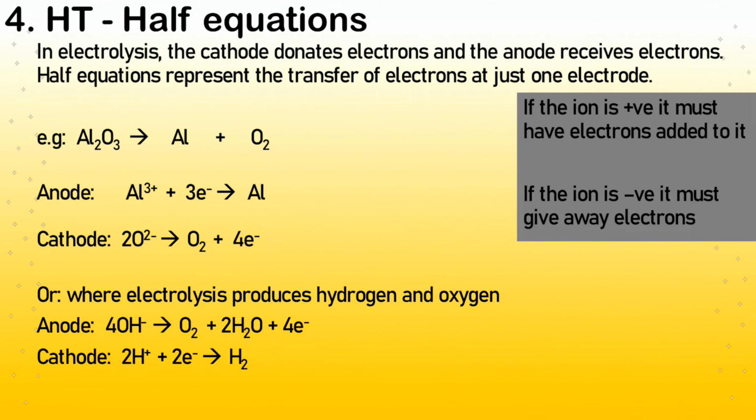Okay, the extra skill that we have with electrolysis, which is quite a high level skill, it's higher tier, is writing half equations. And this often stumps people, but it shouldn't have to be. It's not super complicated, and we're going to work through it nice and slowly to make sure we get it right. So in electrolysis, the cathode is donating electrons, because it's negative, therefore it carries many more electrons relatively compared to the positive electrode, which is the anode.